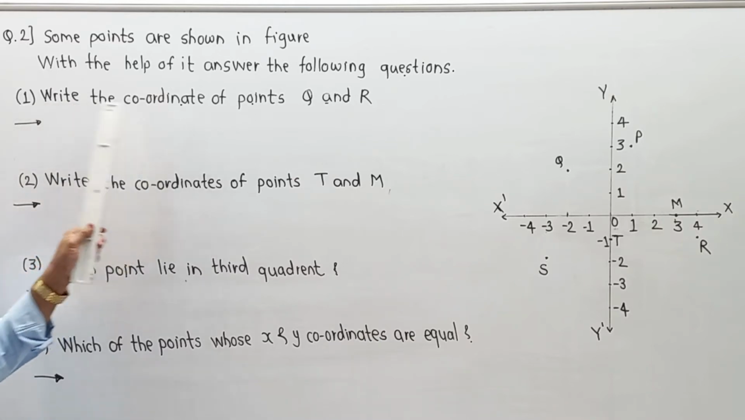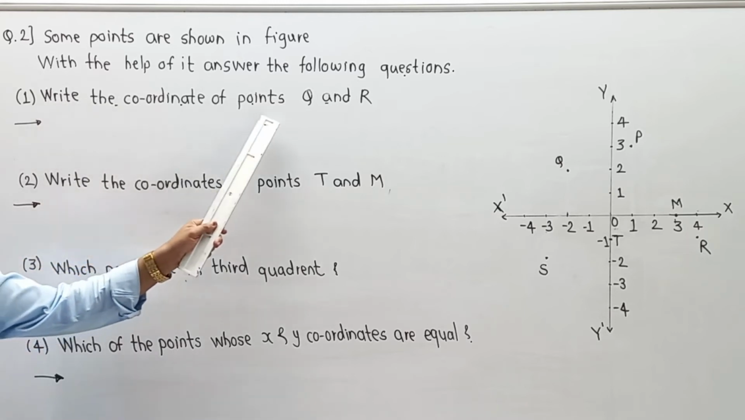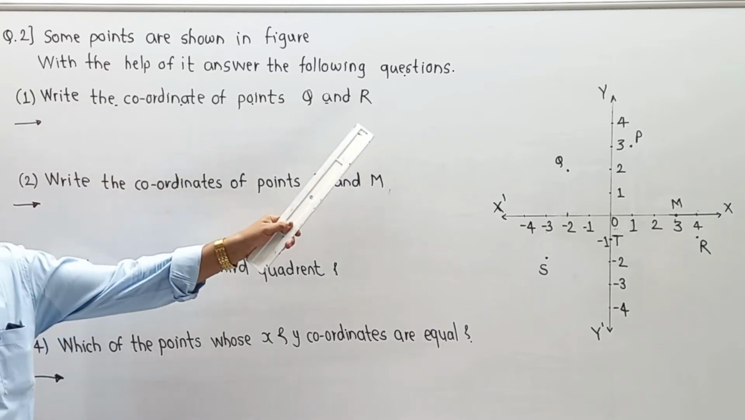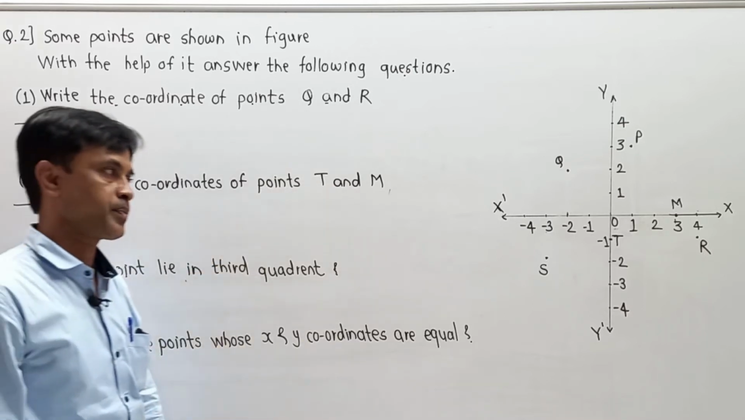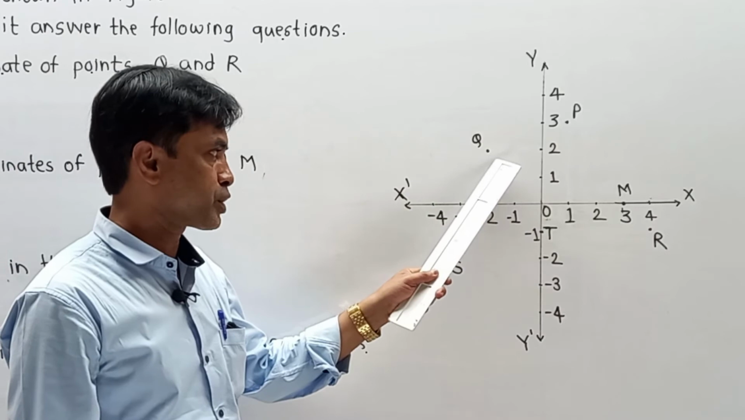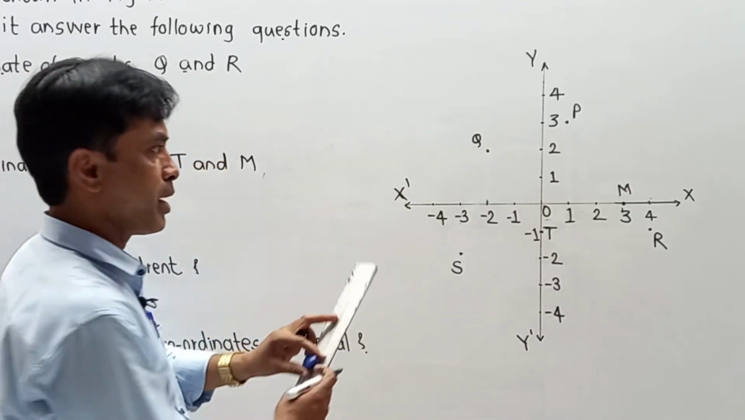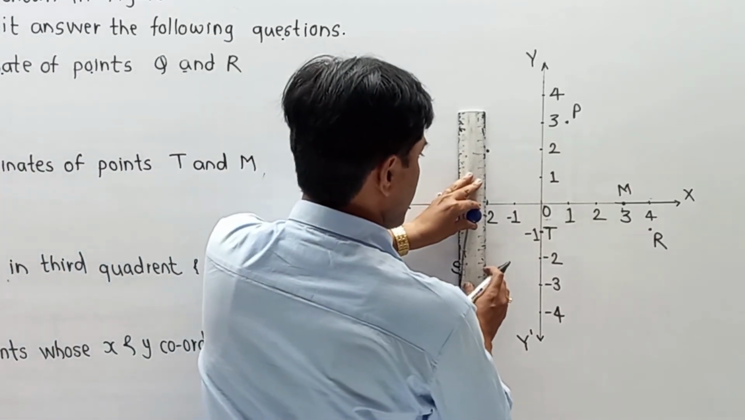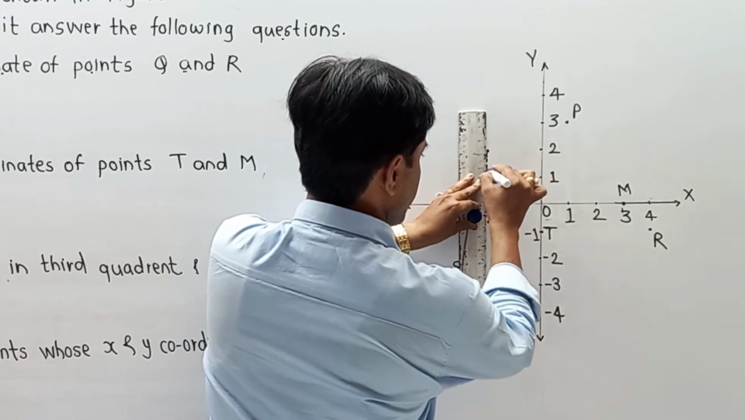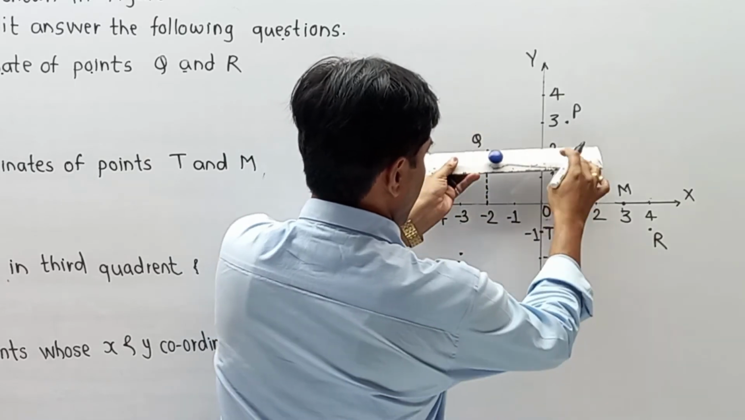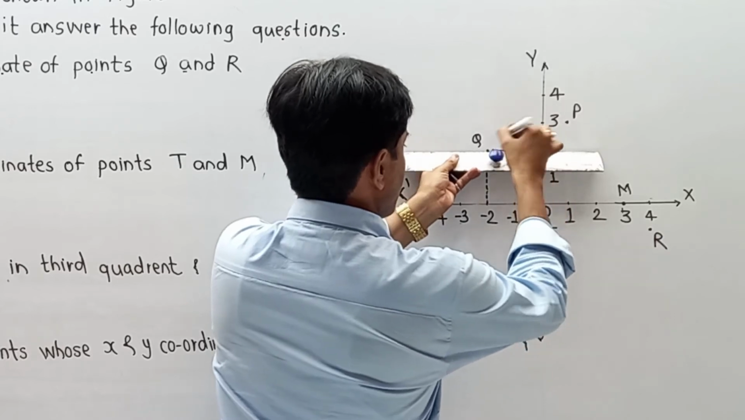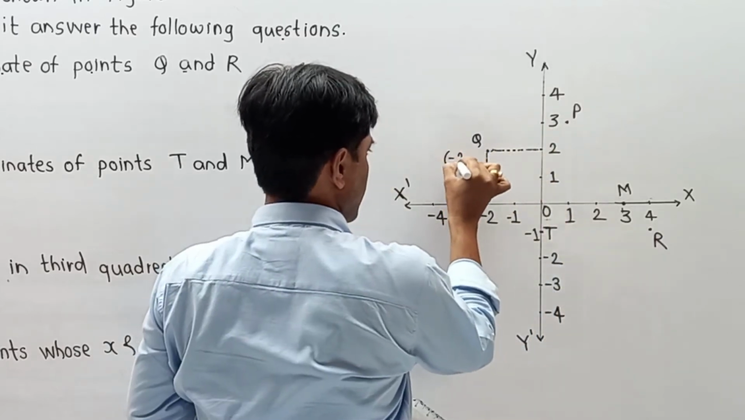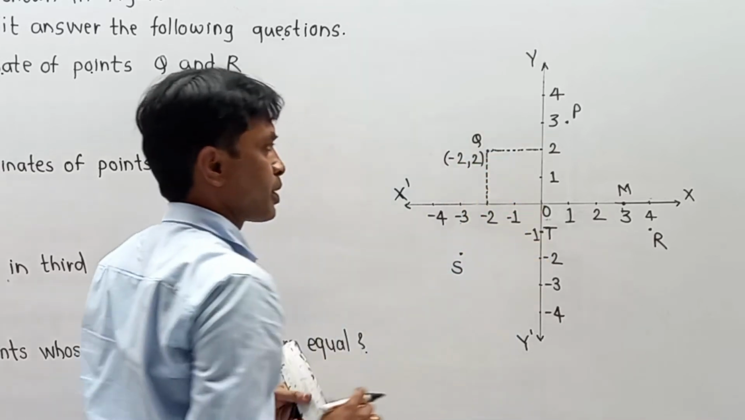write the coordinate of points Q and R. Means we are supposed to write the coordinate of point Q and R. So here first point is Q. I am going to make a mark on that. Its x value is minus 2 and y value is plus 2. So our point Q is having a coordinate minus 2, 2.